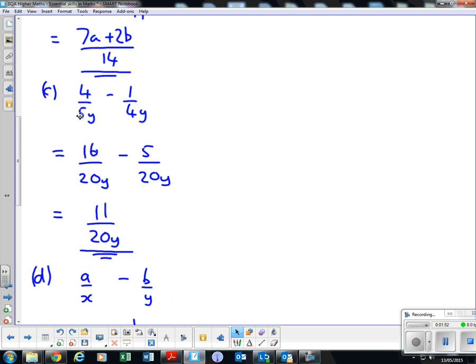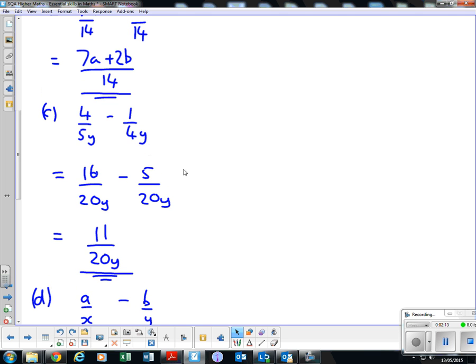Here we have a 5y and a 4y. The lowest common multiple of 4 and 5y is 20y. So I'm multiplying top and bottom here by 4, top and bottom here by 5. So I've got 16 over 20y, subtract 5 over 20y, which is 11 over 20y, nice and easy.